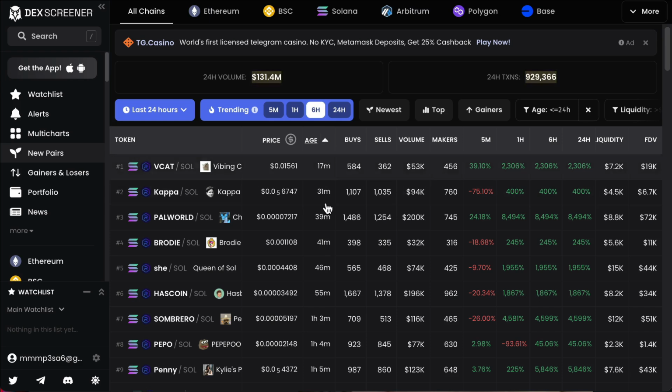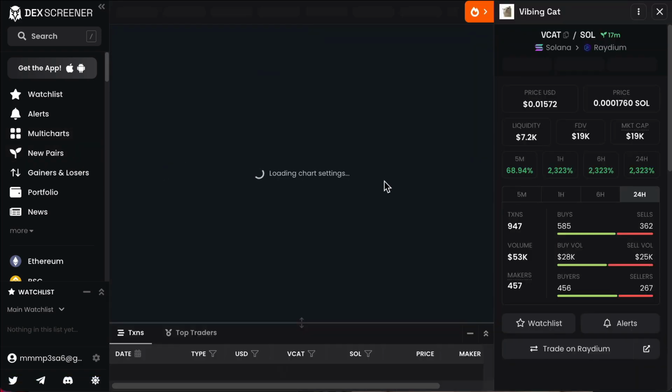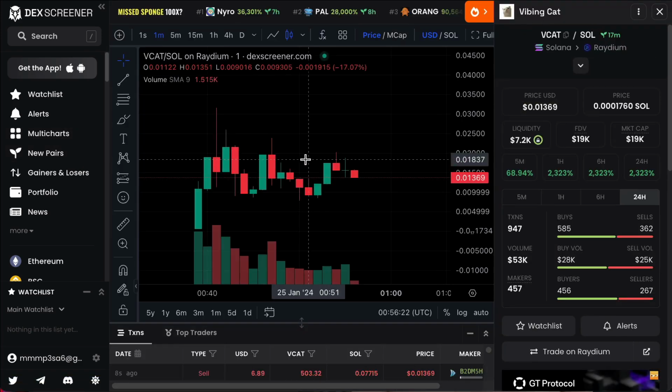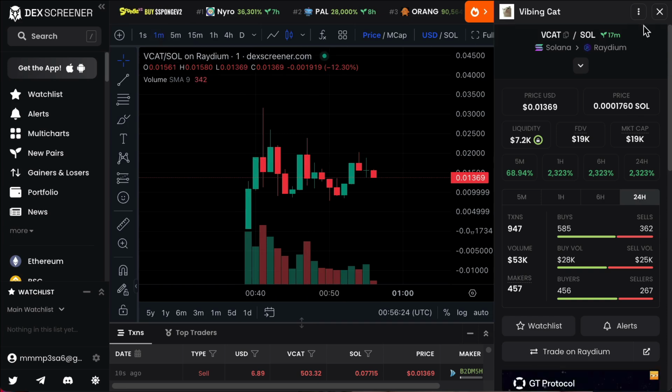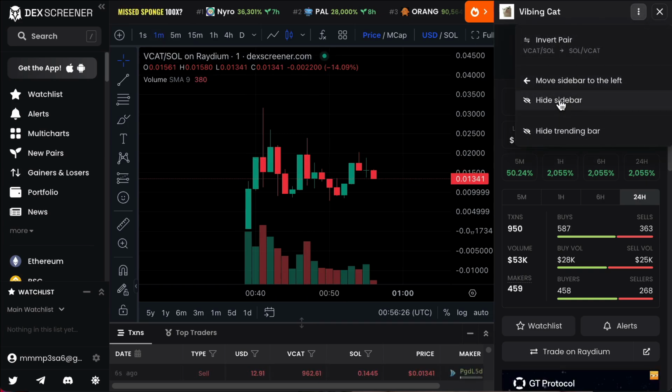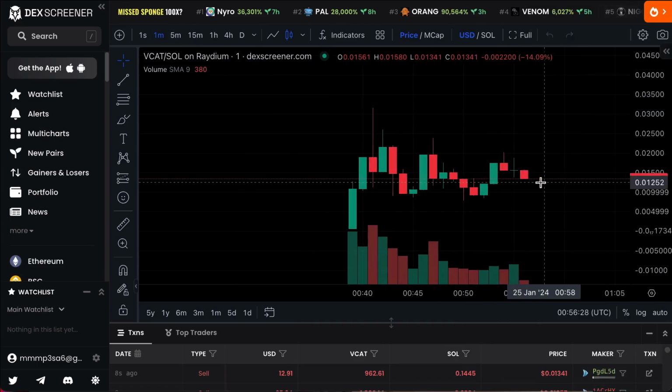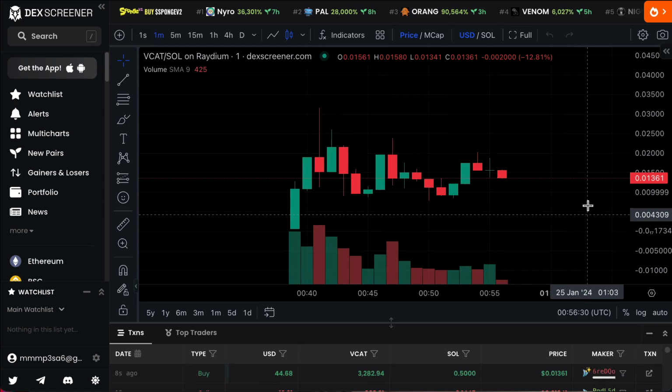So I'm in new pairs here and I've sorted it by age. Let's go on the newest one, which is this VCAT token. You can see we're on a 1 minute chart. Let me just hide this sidebar. You click here on hide sidebar after you click 3 buttons and you've just got the clear chart there.